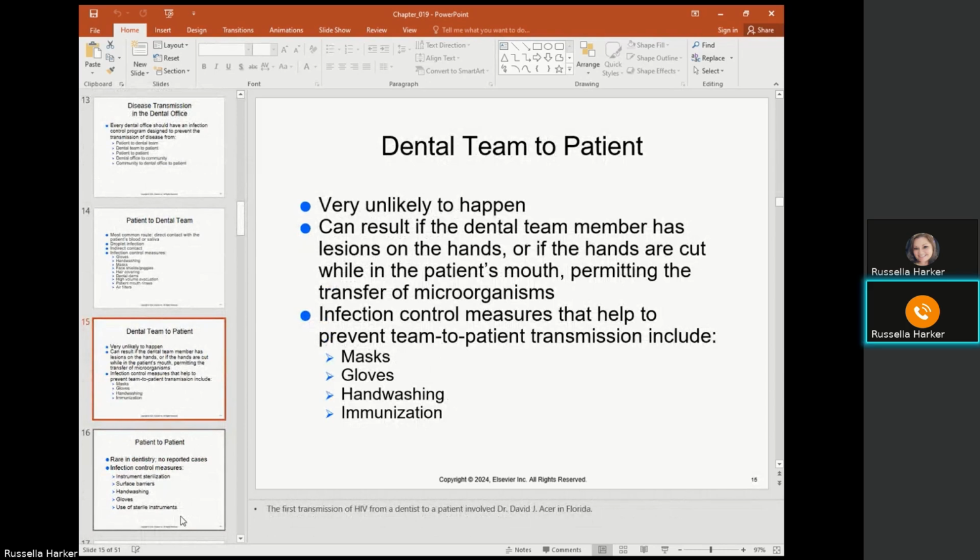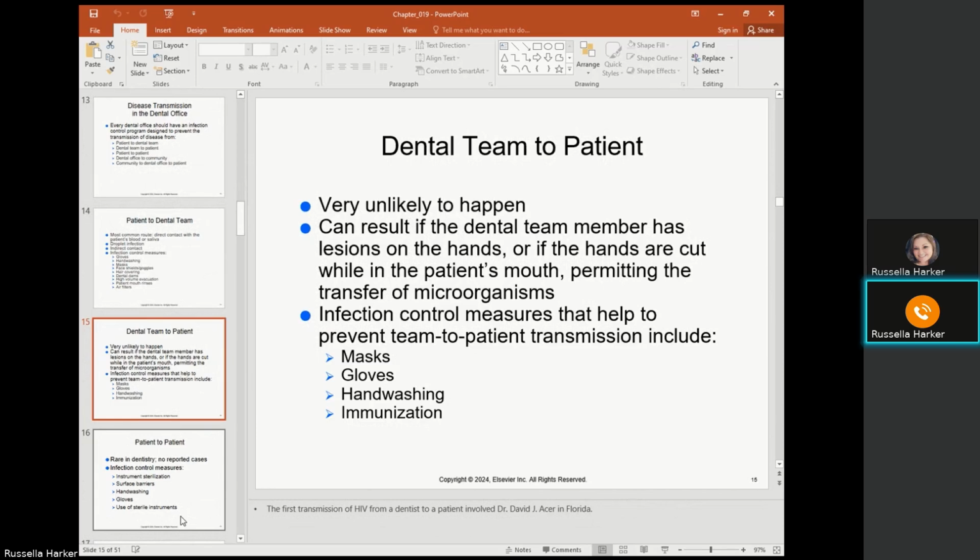So that's like if a team member has a cut or a lesion on their hands while working in the patient's mouth. That can permit the transfer of microorganisms to the patient. To be honest, if you have a severe cut or a lesion on your hand, you should not be working in a patient's mouth. And I'm not saying you shouldn't be at work, but what I am saying is that you shouldn't have your hands in someone's mouth.